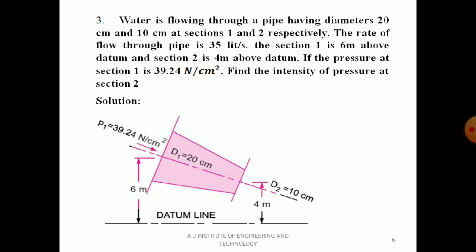Diameter 1 is 20 centimeter, diameter 2 is 10 centimeter. Then the pressure at section 1 is given as 39.24 Newton per centimeter square. So that is pressure P1. Now we are supposed to find the P2 value. Here you have to draw the diagram, and it is very easy to draw. It is a tapered pipe, clearly mentioned: section 1 is 20 centimeter, section 2 is 10 centimeter. Keep the pipe in inclined position, then draw the center line. From the center line to the datum line at section 1 measure 6 meter, and from the center line to datum at section 2 there is 4 meter, that is Z2.